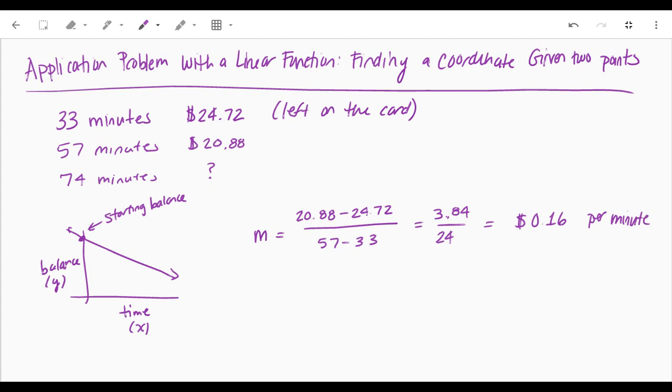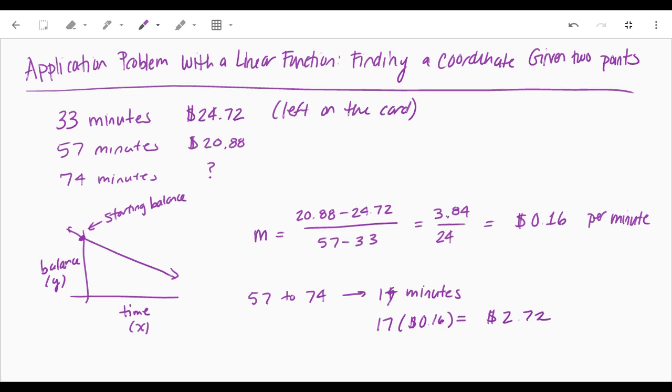There's a few ways that you can do this. You can figure out how many more minutes from 57 you are. So 57 to 74 is another, no, 17 minutes, sorry, 17 minutes. So for another 17 minutes, it's 17 times 16 cents. It's another 2.72 off.